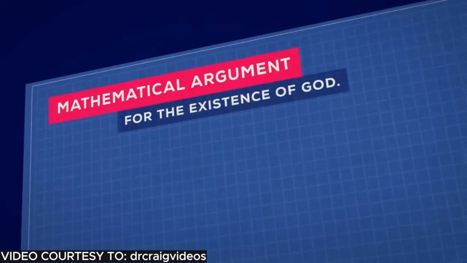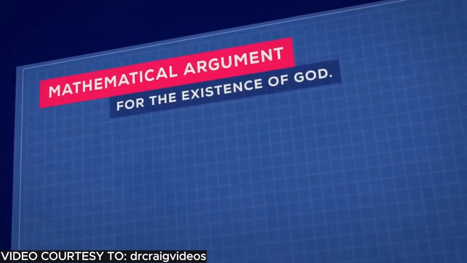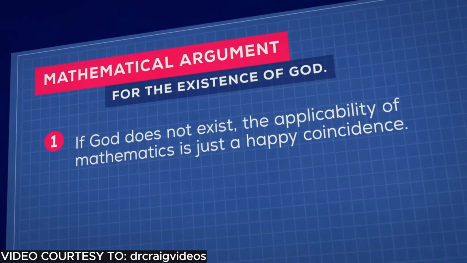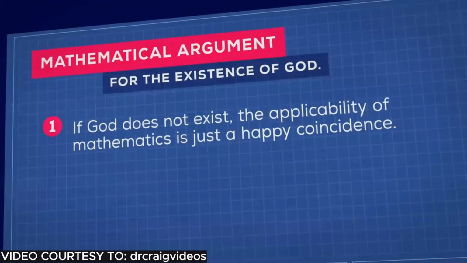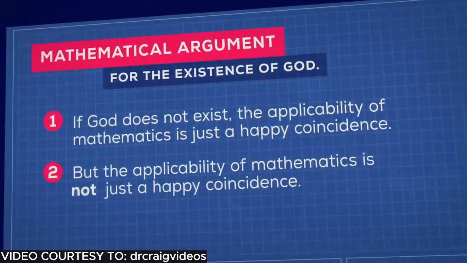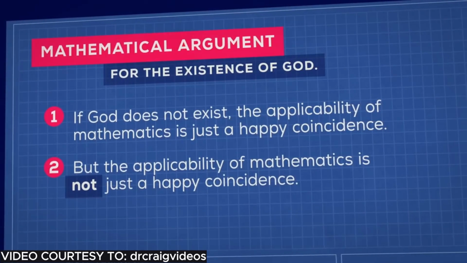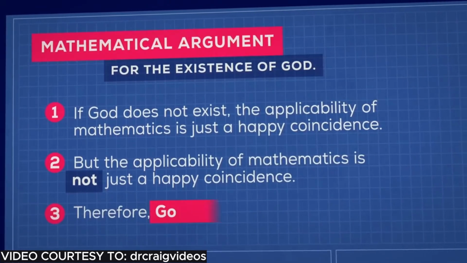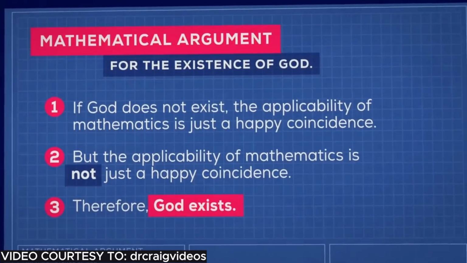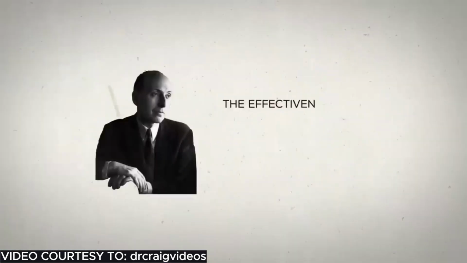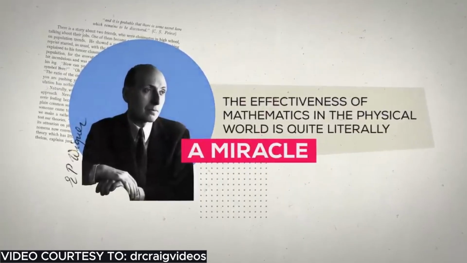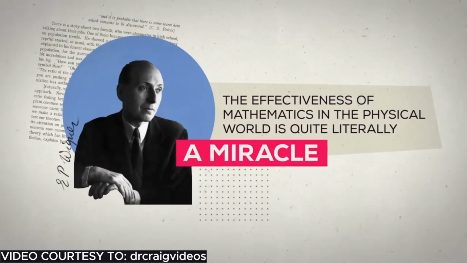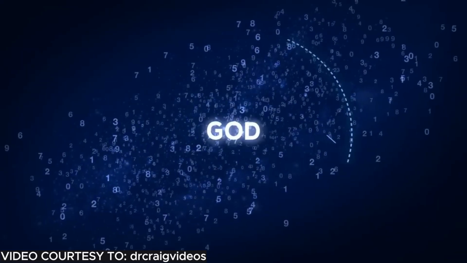All of this adds up to an argument for the existence of God that goes like this. If God does not exist, the applicability of mathematics is just a happy coincidence. But the applicability of mathematics is not just a happy coincidence. Therefore, God exists. Eugene Wigner was right. The effectiveness of mathematics in the physical world is quite literally a miracle, which is best explained by the existence of God.